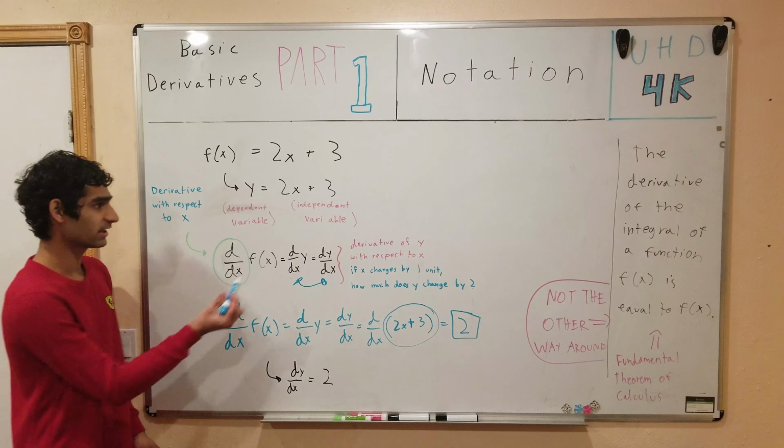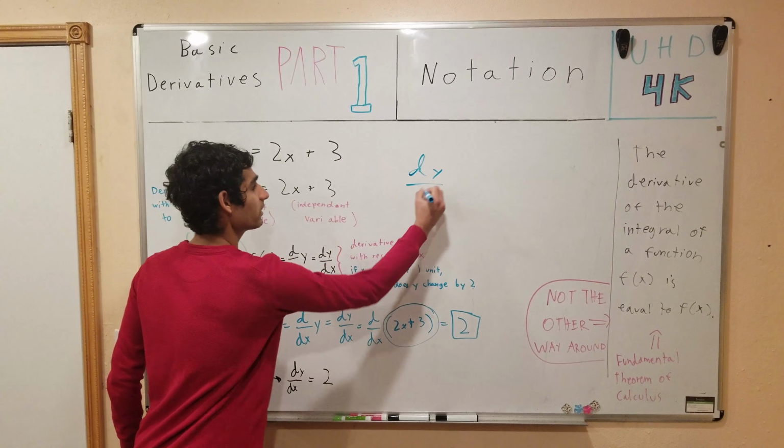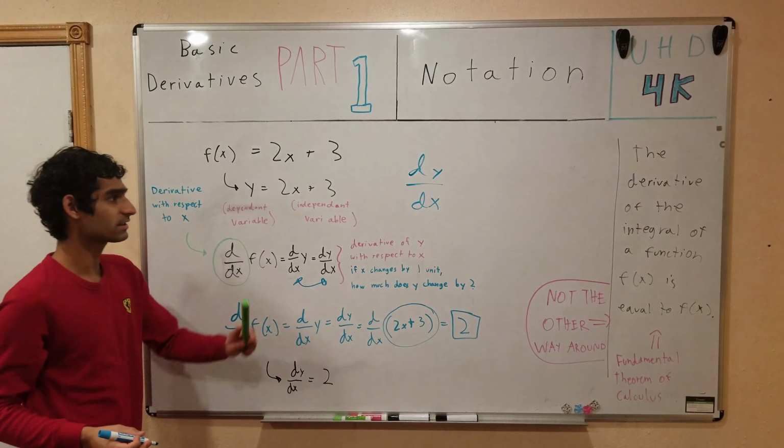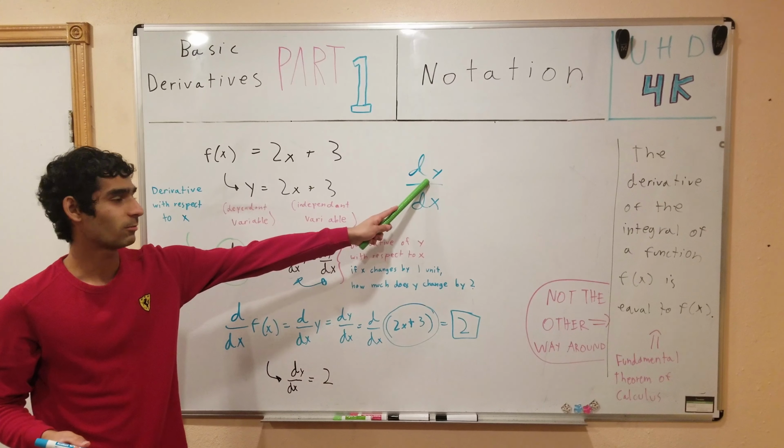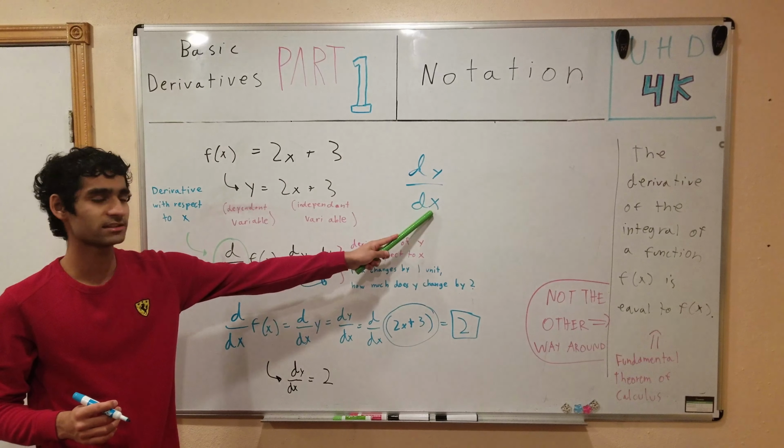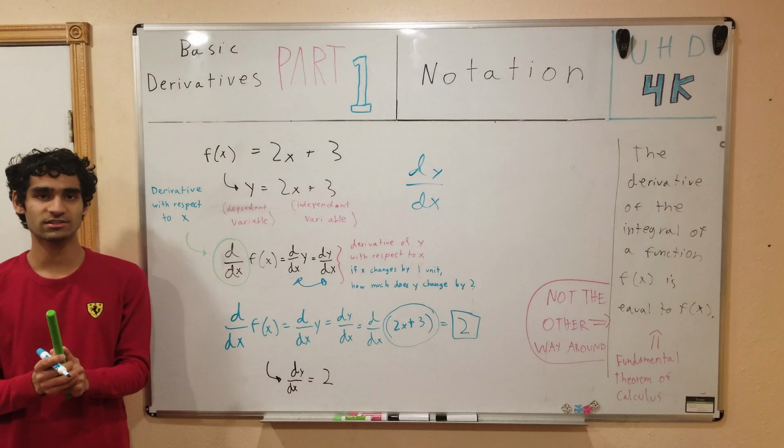Next time you see something like this, dy over dx, it basically means how much does the y change by if my x changes by 1. It's pretty much what you need to know.